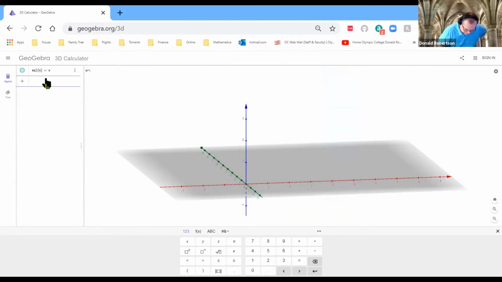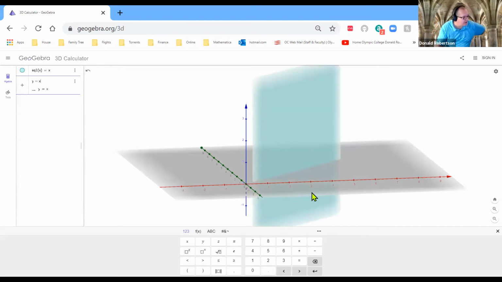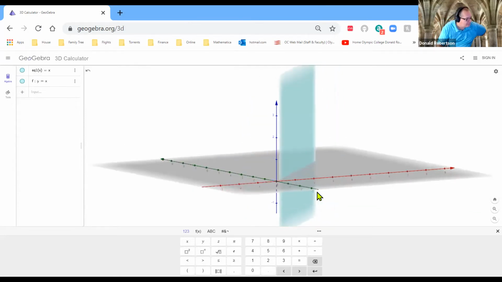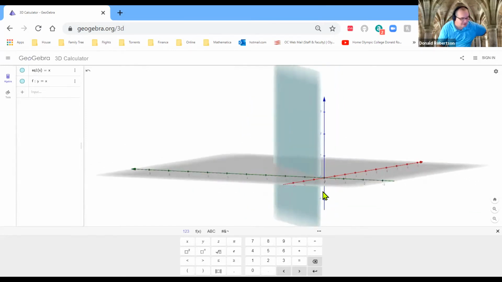Now, in 2D, isn't y equals x a straight line, a diagonal line? Right, in 3D space, y equals x looks like that guy. For want of a better word, it's a diagonal wall, isn't it? I would probably call it a diagonal plane.